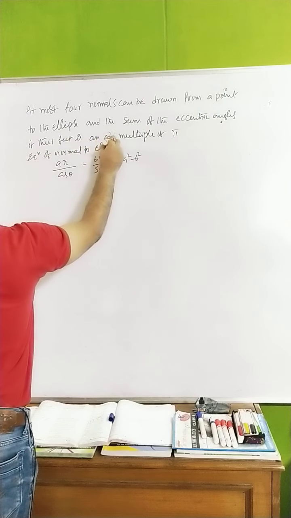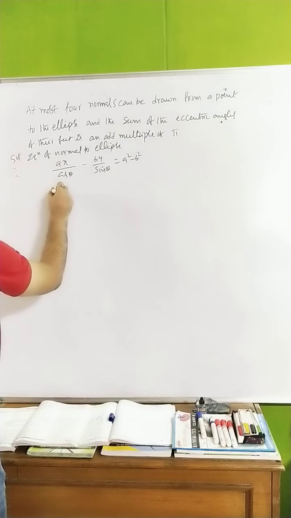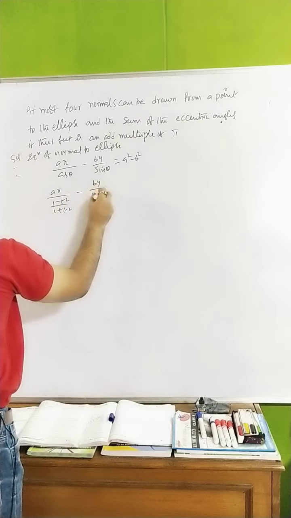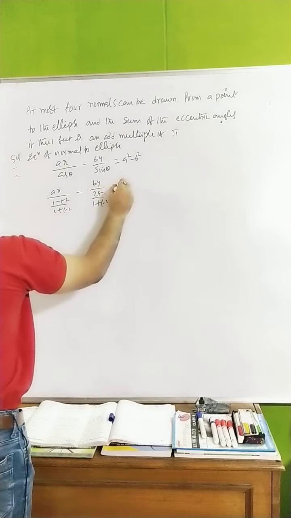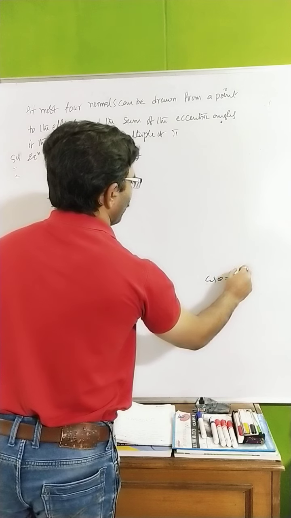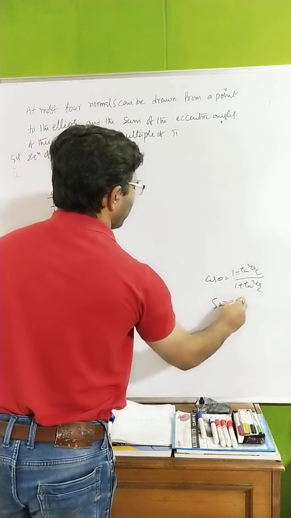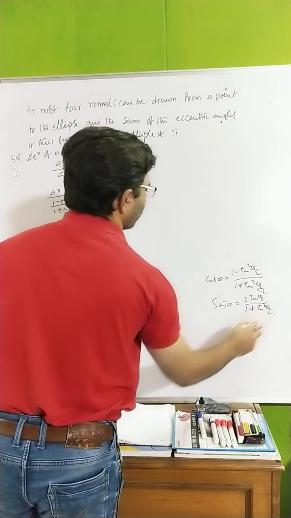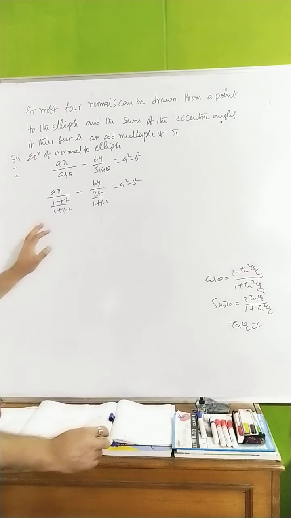Equation of normal to the ellipse, the standard equation I am taking here. Now you know very well that for cos theta I want to write 1 minus t square by 1 plus t square, and for sin theta 2t divided by 1 plus t square, and here a square minus b square. Very simple. See here, cos theta can be written as 1 minus tan square theta by 2 by 1 plus tan square theta by 2. Sin theta can be written as 2 tan theta by 2 by 1 plus tan square theta by 2. Instead of tan theta by 2, I have taken t.